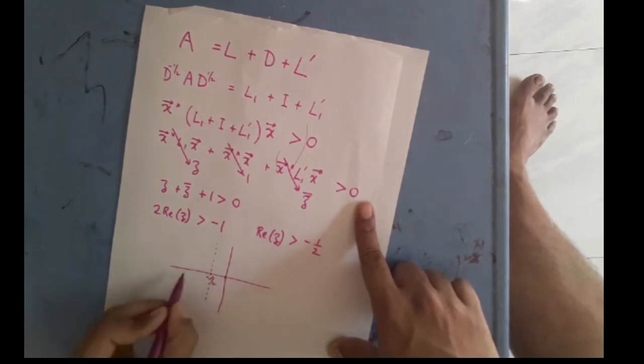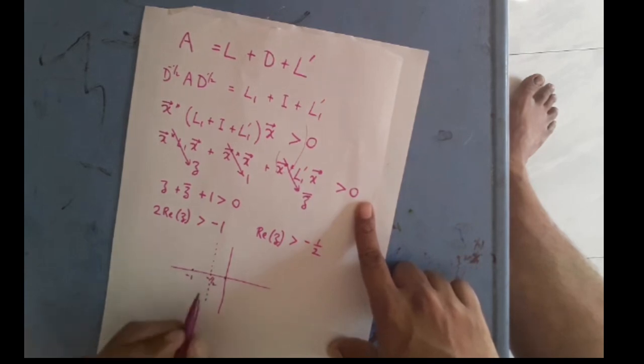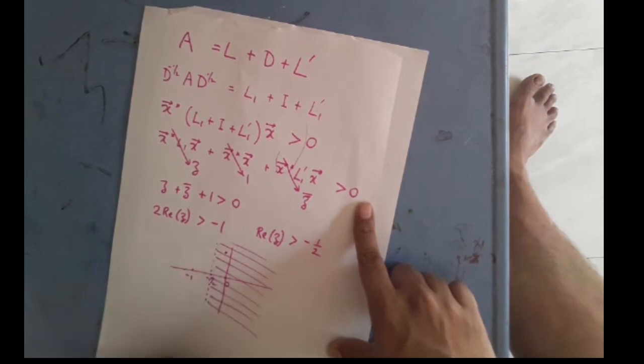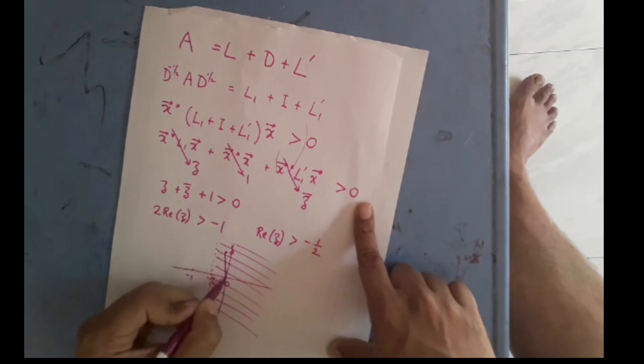Minus half, this is 0, this is minus 1. So my z must be on this half of the complex plane. Observe that this is precisely the perpendicular bisector between 0 and minus 1. So if your z is here, then z must be closer to 0 than to minus 1.